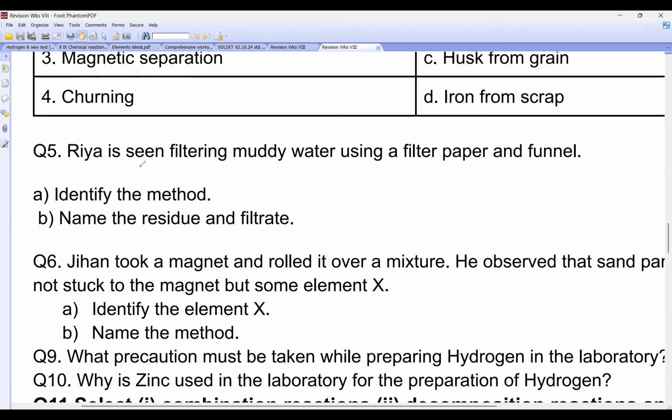Ria was seen filtering muddy water using a filter paper and funnel. Identify the method. Filtration. In this, what will be the residue? Mud. And what will be the filtrate? Water. Pani. Water.